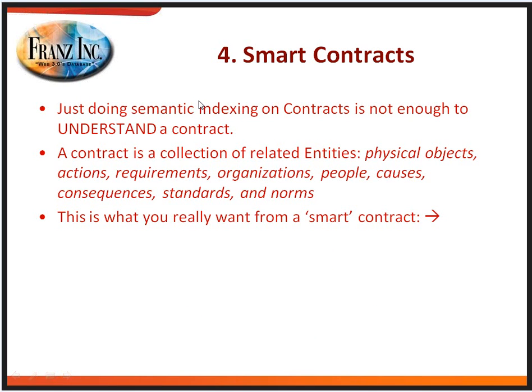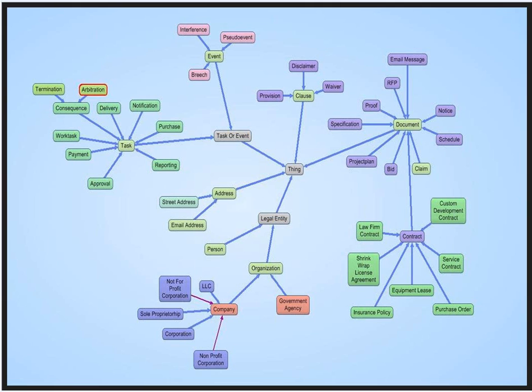Here's what we're working on right now: smart contracts. Just doing semantic indexing on contracts is not enough to understand a contract. So what we have to do is create real ontologies out of contracts, where an ontology is a collection of, say, physical objects, actions, requirements, organizations, people, costs, etc. Ultimately, what you want from a contract and all the information linked around it is to turn it into this ontology.